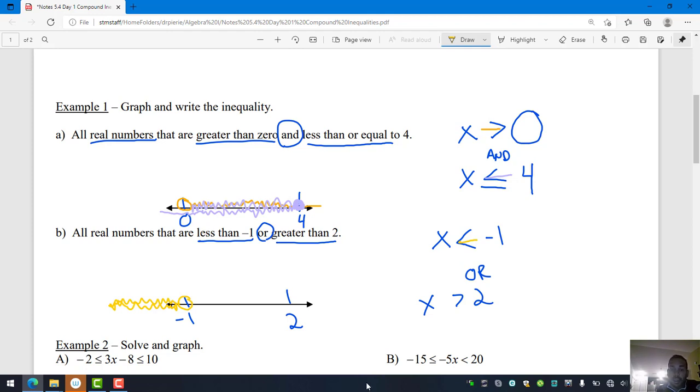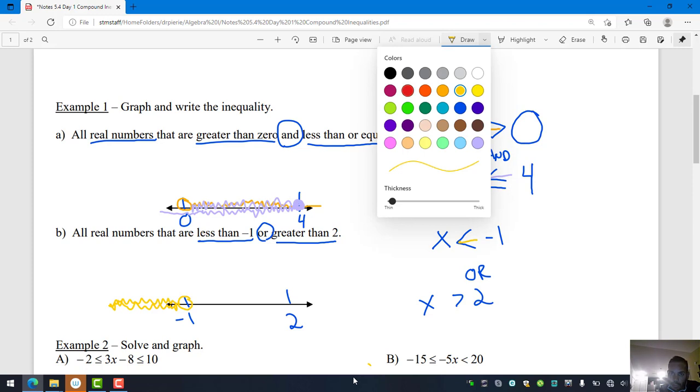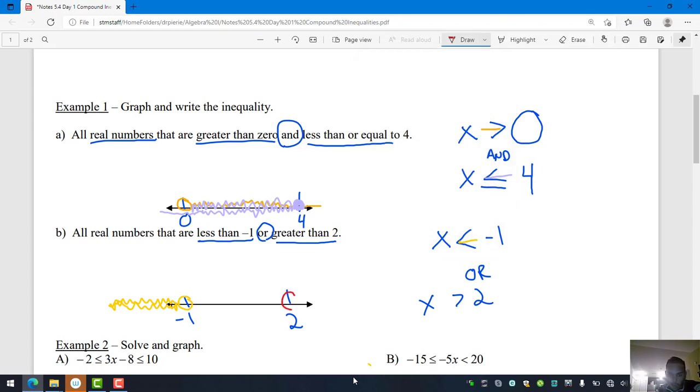Okay, but that's not the only option here. I could be way, way to the left, or another option that would work is I could be greater than 2. What would greater than 2 look like on the number line? Okay, it would be an open circle at 2, and my arrow is pointing to the right. So I'm going to shade to the right.